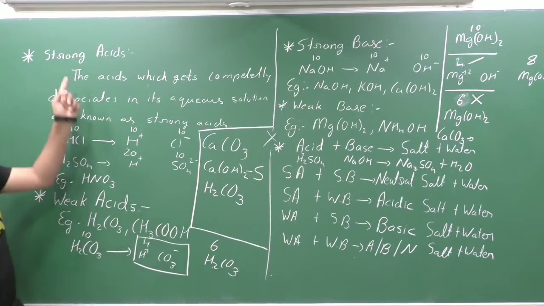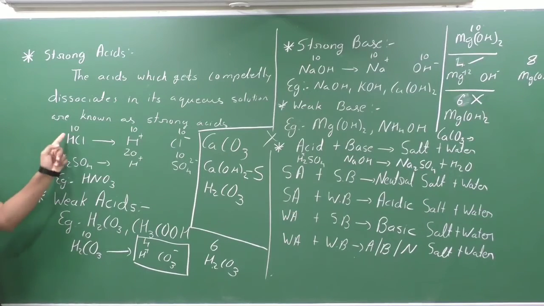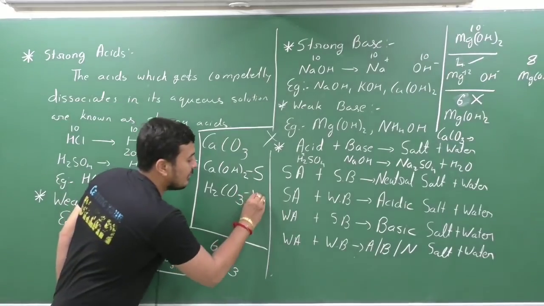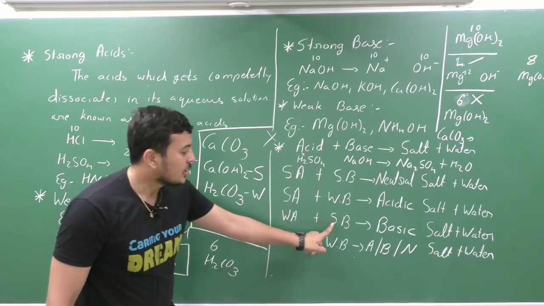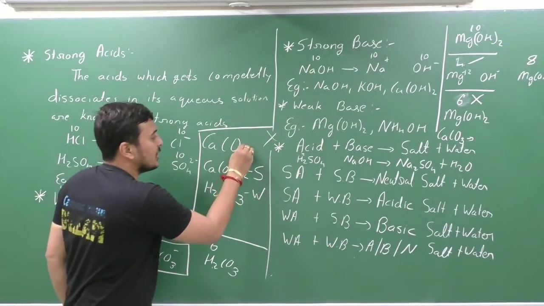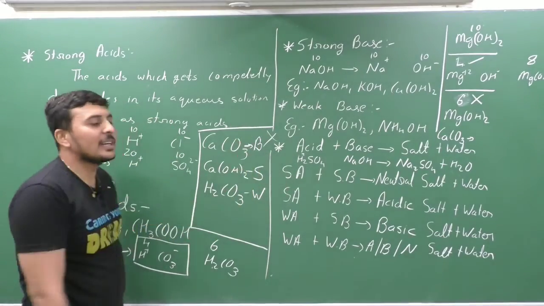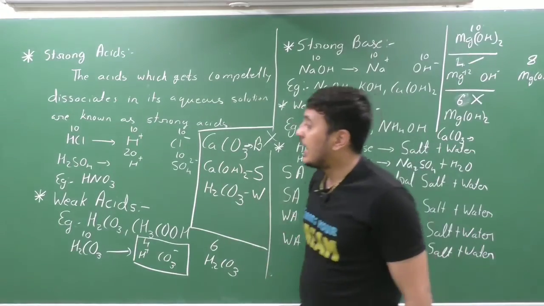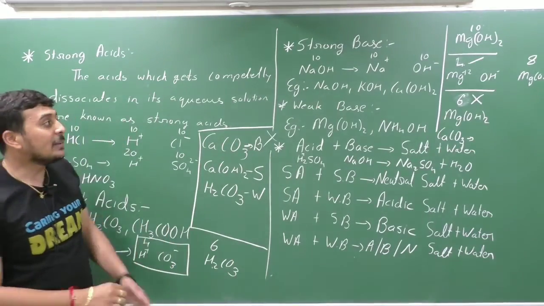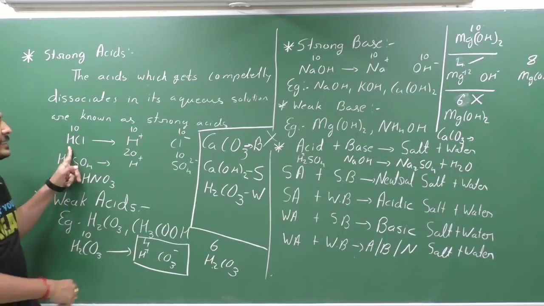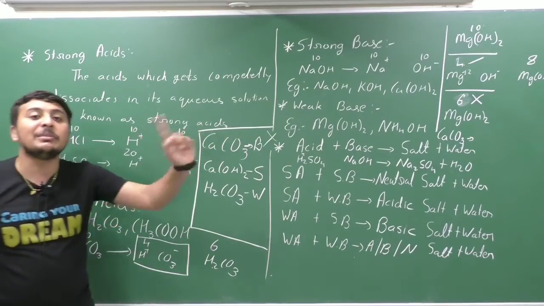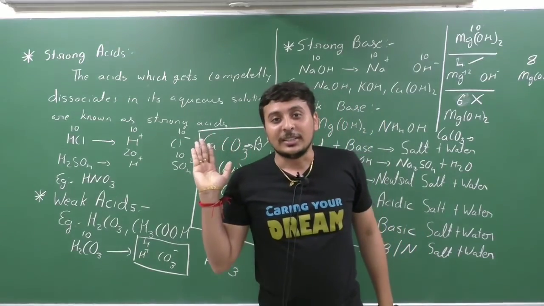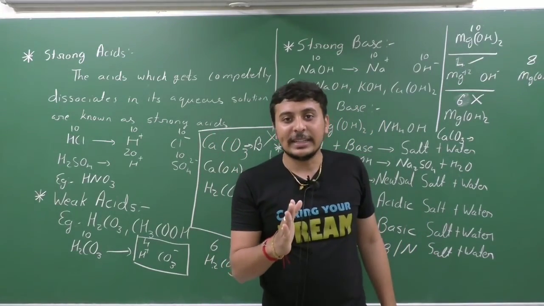Clear? Now H2CO3. It is a weak acid. Weak acid, strong base, gives a basic salt. So this salt will be a basic salt. Getting it or not? Next, NaCl. Na means NaOH, Cl means HCl. Both of them are strong. So NaCl will be a neutral salt. Yes or no? Getting it?